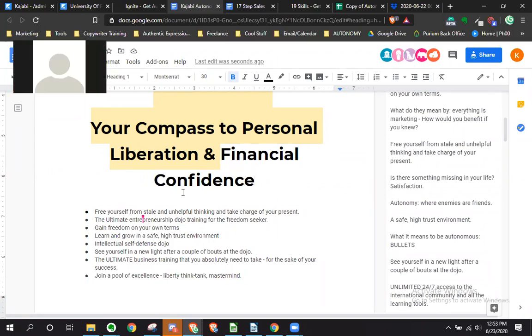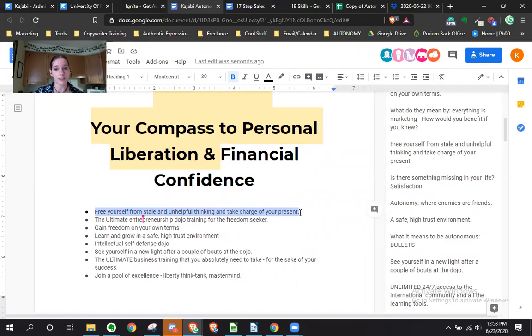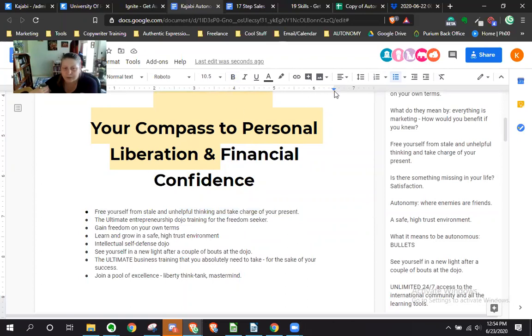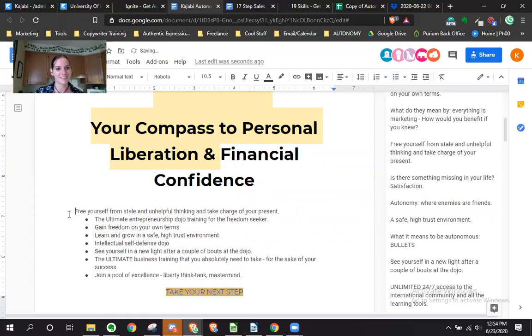I like this for backing up the big promise headline. Yeah, because that's their part. Okay, we promise you all this, but you still have to do your work.